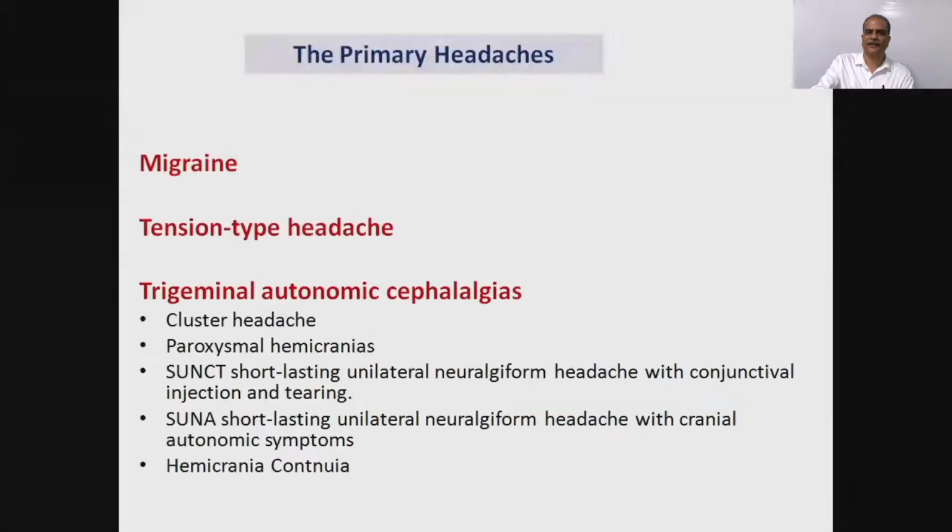So, if you look at the primary headaches, we have three main groups. One is migraine, tension-type headaches, and trigeminal autonomic cephalalgias, which is a smaller group. And what we most commonly see in clinical practice is migraine and tension-type headaches.